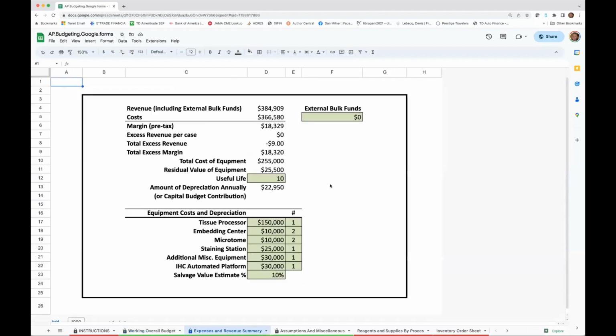So when we go to our expenses and revenue summary, now what you see is that our revenue's there, our margin is there, and the total excess revenue goes basically to zero. $9 is just an error in the fractional pennies of the system, which is fine. And so our total excess margin equals our margin, right? So we're where we want it to be with that.